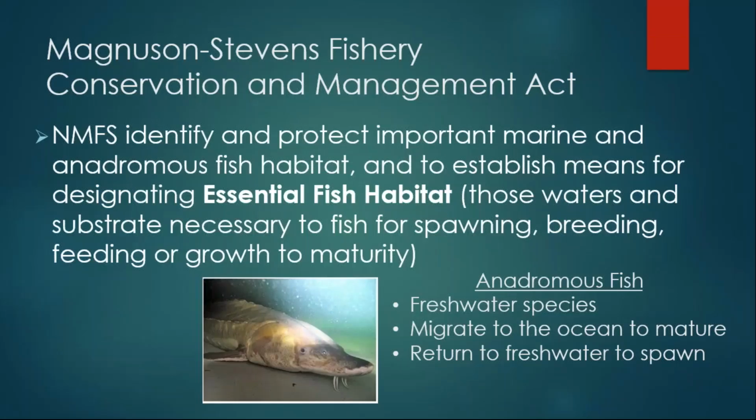So let's transition into essential fish habitat. The federal regulatory authority for this resource is the National Marine Fisheries Service. So they wear two different hats. They have the responsibility under ESA, and they also have additional responsibility for essential fish habitat. The National Marine Fisheries identifies and protects important marine and anadromous fish habitat and establishes a means for designating essential fish habitat. And EFH are those waters and substrates necessary to fish for spawning, breeding, feeding, or growth to maturity.